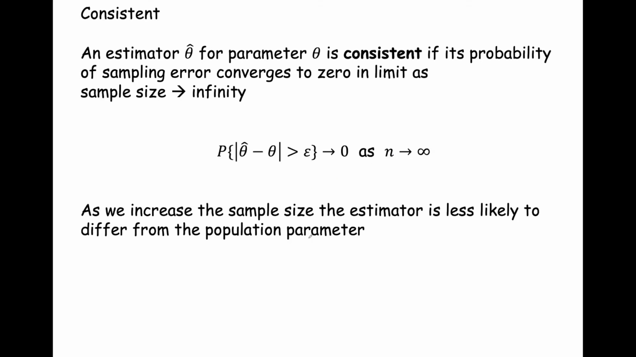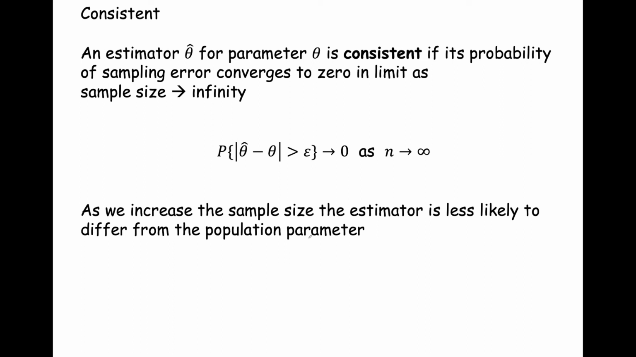Okay. There's another property associated with estimators, these statistics. An estimator is so-called consistent for parameter theta if the probability of sampling error converges to 0 as you increase the sample size to infinity.